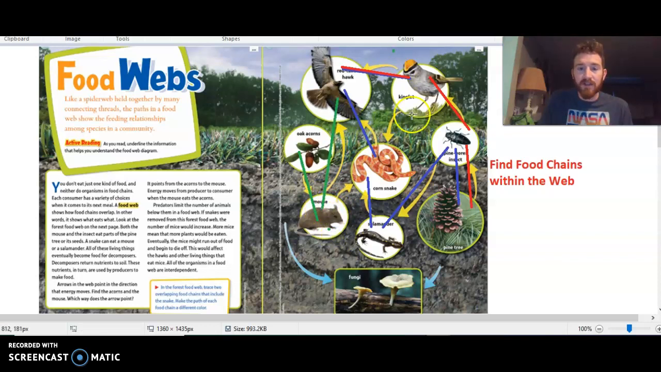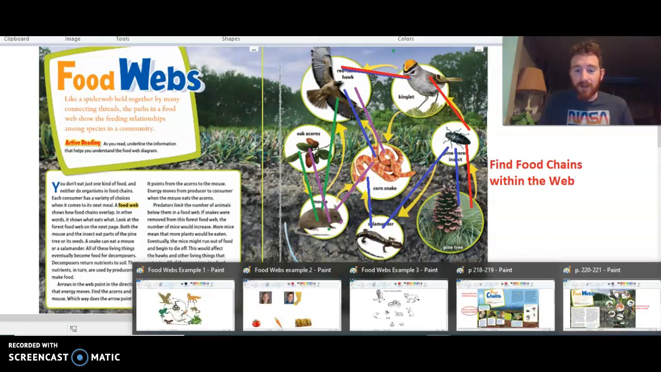We could also have, let's do purple, that's fun. The acorn gets eaten by the mouse, then gets eaten by the snake, and the snake could then get eaten by the hawk. So notice we see a couple of things here. These top predators like the red-tailed hawk are ones that can eat lots of things and nothing else is eating it. So there's a few things going on. Notice all these different connections I made are individual food chains within the food web.